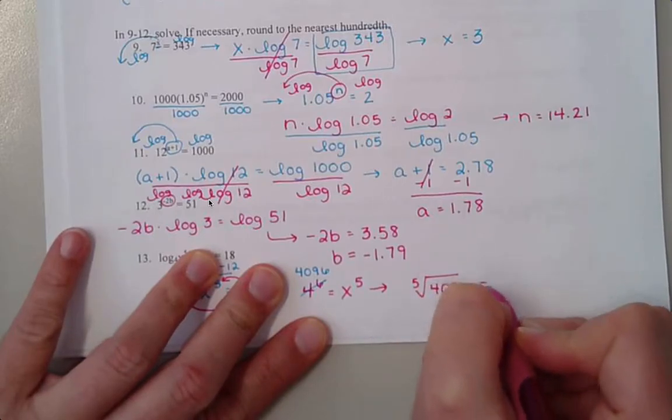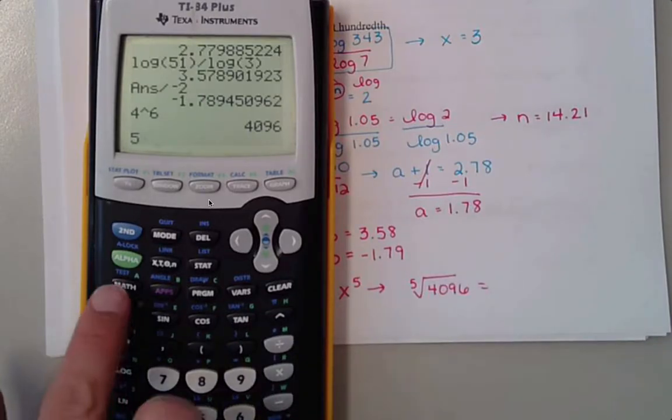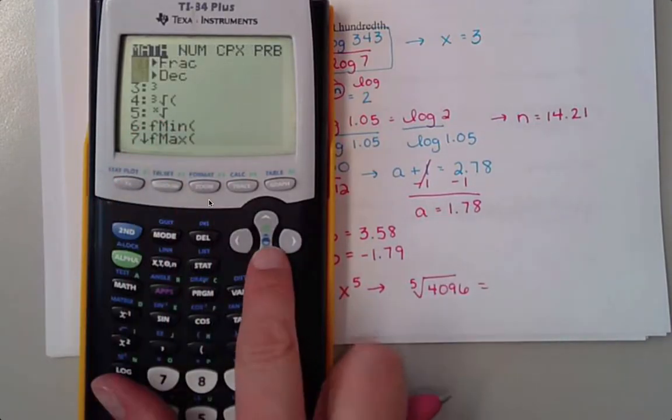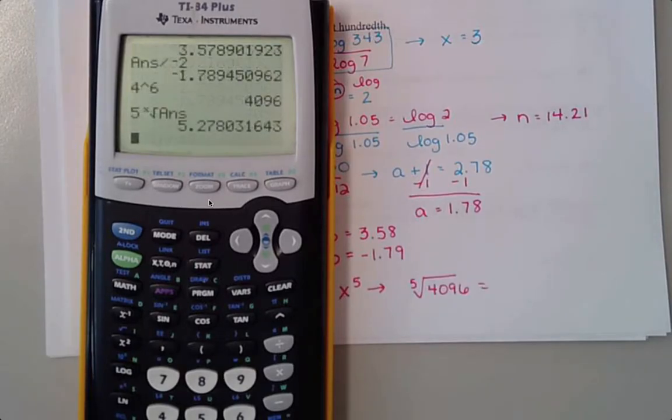And it's going to come out to be some crazy decimal, but in your calculator, that would be 5, math, x root, and then I'm going to say second answer. That just saves me. If that was like a decimal or something, I would want to use the ANS rather than retyping it. And I get 5.28.